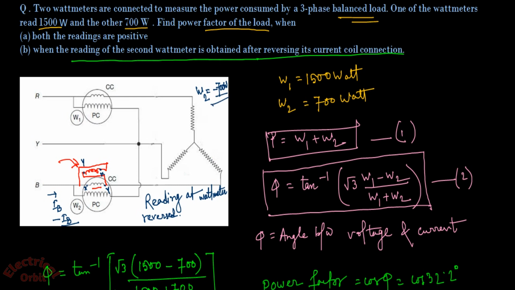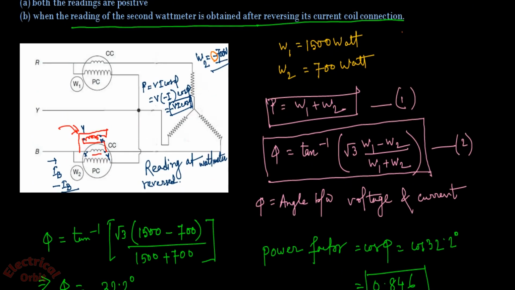Now your question will be why? Because power is equal to voltage into current into cos phi. So if you are reversing the value of the current, minus I instead of only I, then automatically the expression will be minus VI cos phi. Clear? That is why the negative sign has arrived before the reading of the wattmeter. So for case 2, your W1 will be 1500 watt and W2 will be minus 700 watt.